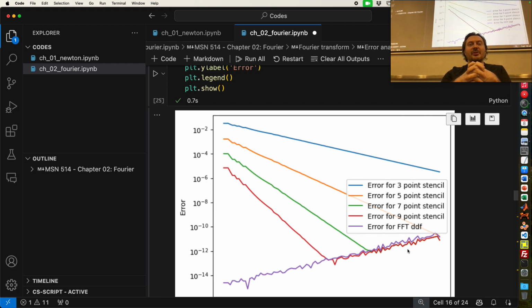You can't go beyond FFT. I have started this exercise to see whether we can go beyond FFT. We can go better than FFT with increasing stencils. And I've been happily surprised that you can't.